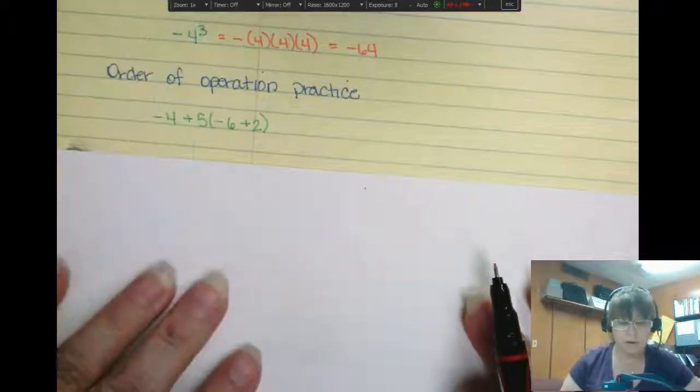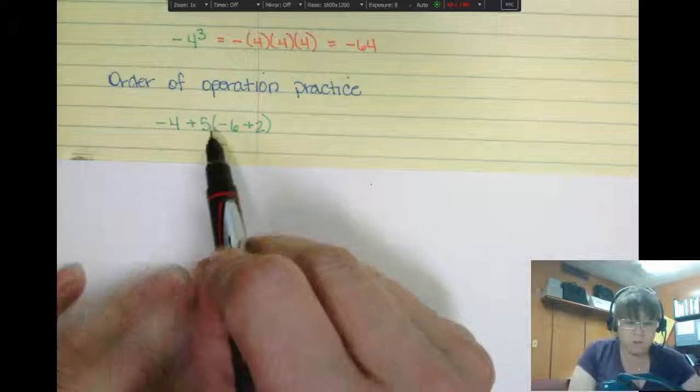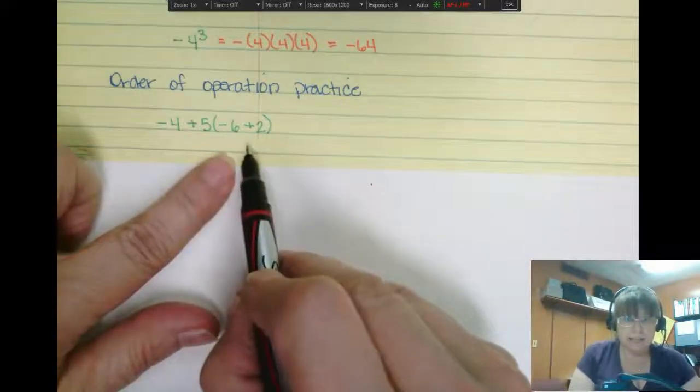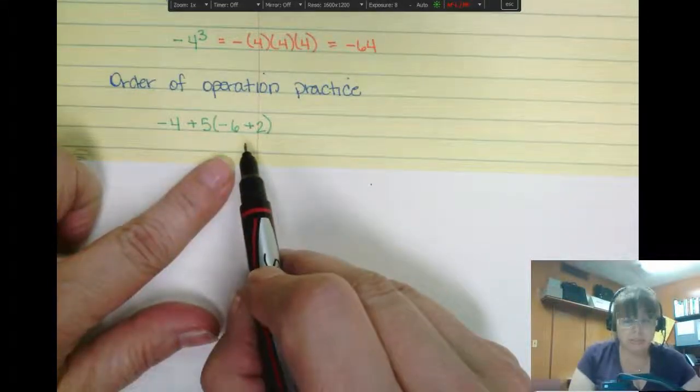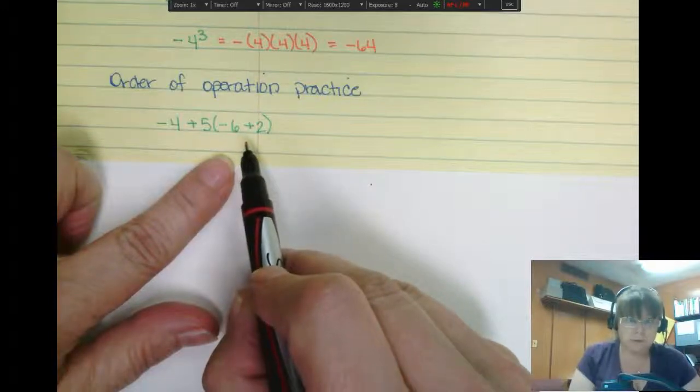Now let's talk about order of operation. Let's practice. When it's order of operation, we do what's inside the parentheses first, then exponents, then multiplication and division from left to right, and adding and subtracting left to right.